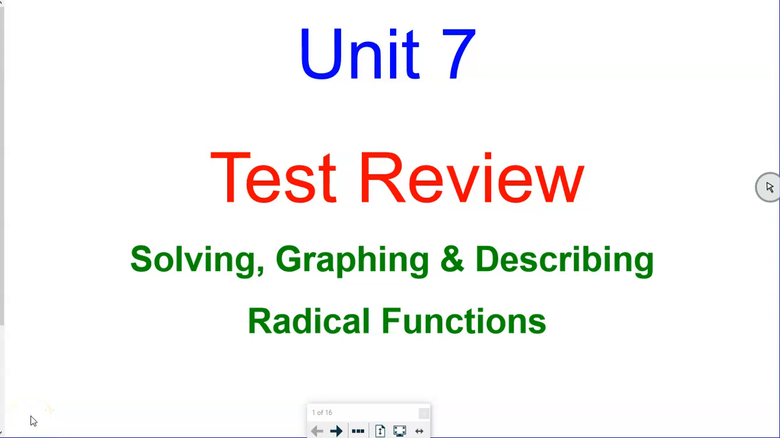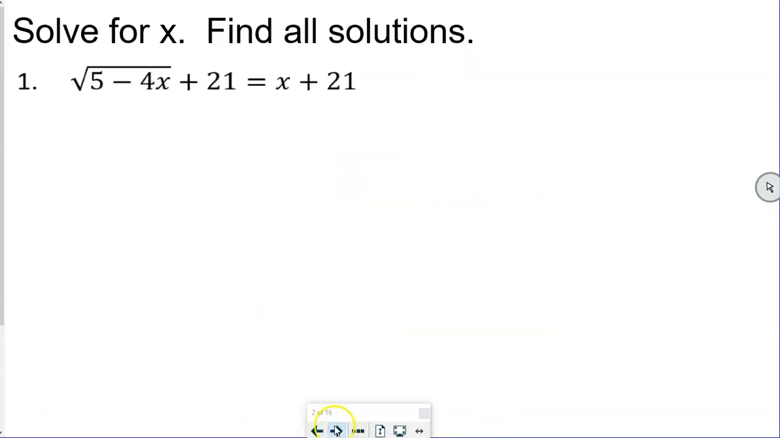So in this Unit 7 test review, we're going to solve, graph, and describe radical functions. So let's go over number 1. It says solve for x, find all the solutions.